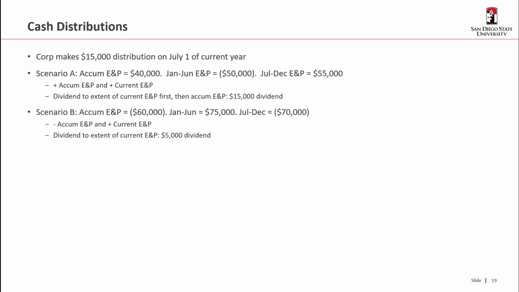Under scenario B, I have negative accumulated E&P of 60,000. I have positive current E&P for the first half of the year and negative current E&P for the second half of the year. So at the end of the day, I have negative accumulated E&P and positive current E&P. So this is a situation where this is the nimble dividend rule.